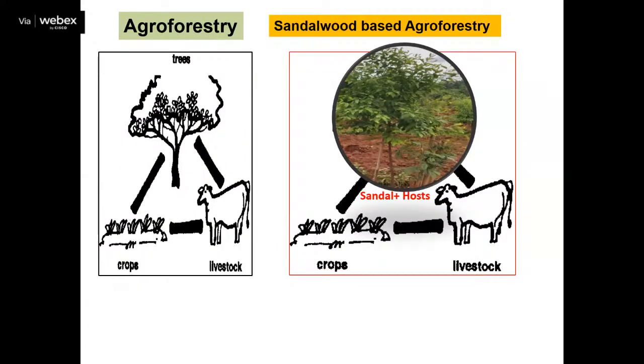What is the difference between the normal agroforestry system and the sandalwood agroforestry system? In the normal agroforestry system, we have only three components: trees, crops and livestock. Whereas in the sandal-based system, we add one more component, that is the sandal host. When you add any additional component to a system, it will make the system very complex and cumbersome, so that needs to be managed properly.